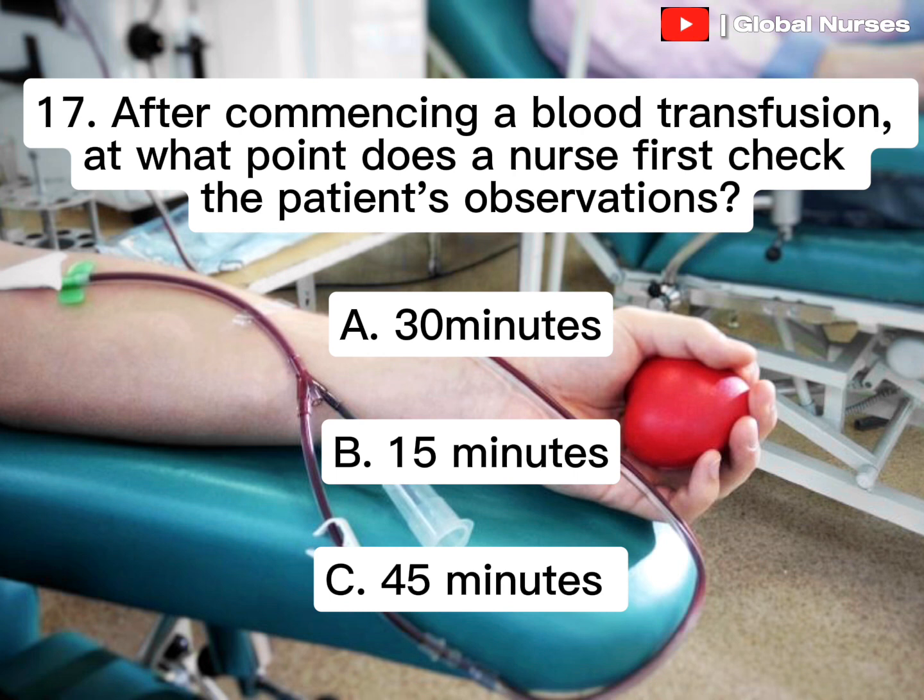17. After commencing a blood transfusion, at what point does a nurse first check the patient's observations? A. 30 minutes. B. 15 minutes. C. 45 minutes.